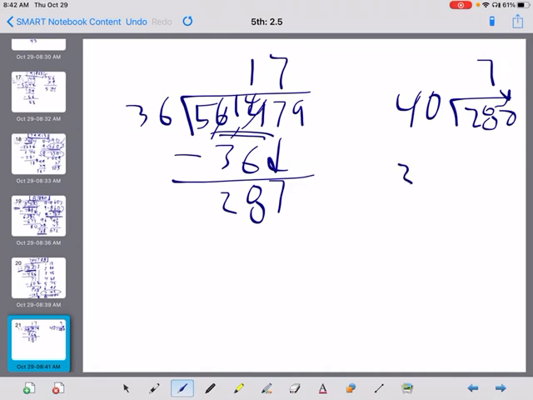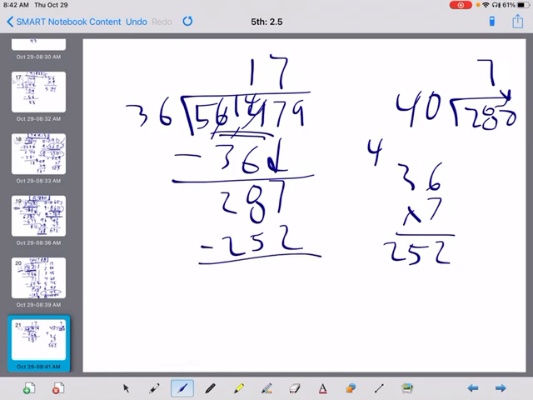7 times 36, 42. 7 times 3 is 21 plus 4, 25, 252. If this is less than 36, then I got the right one. 7 minus 6, 7 minus 2 is 5, 8 minus 5 is 3, 35. Boom, it's less. We got the right one. Barely, but we got it. Drop down the 9, 36 into 359.